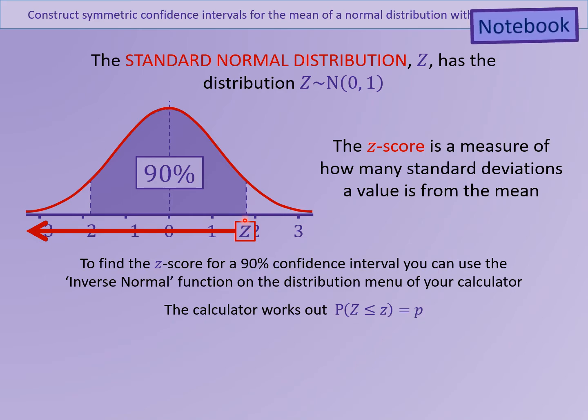consider the whole area to the left of this point. So this includes the 90% in the middle of the confidence interval, and also the 5% at this end. The only part it wouldn't include will be the 5% at the other end. So we actually need to look up 0.95, not 90%. This would give us the Z value here. Notice that because it's a symmetric confidence interval, the Z value for this side will just be the negative value of that.